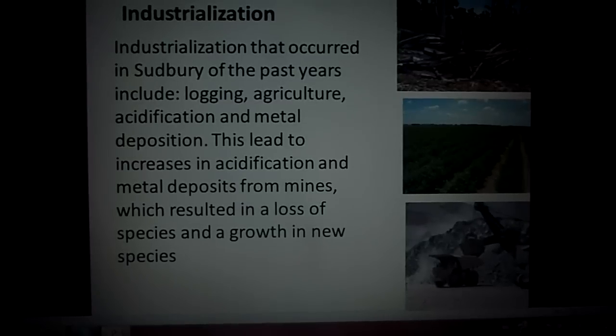And Clearwater Lake is in Sudbury, Ontario, and the increase of local acidification and human settlement has had many negative impacts on the lake. Acidification and metal deposits from forestry and mining businesses have left the lake with a shift in species and the loss of many species that used to live in the lake.